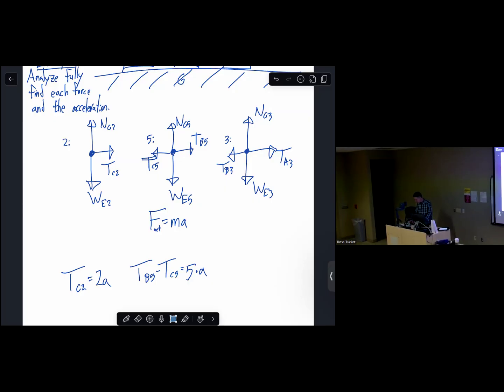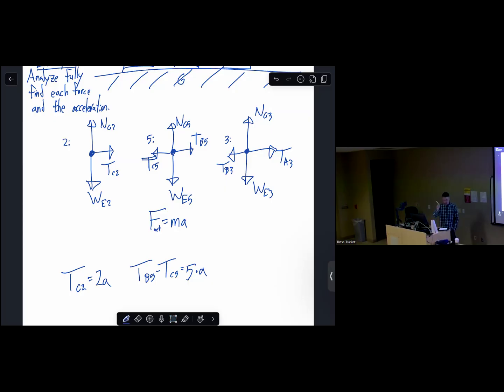What is the rightward force? Is it A or B pulling right? A is pulling right. So the sign for A should be plus or minus? The sign for A should be plus. The sign for B should be minus. The correct answer is TA3 minus TB3 equals 3A.